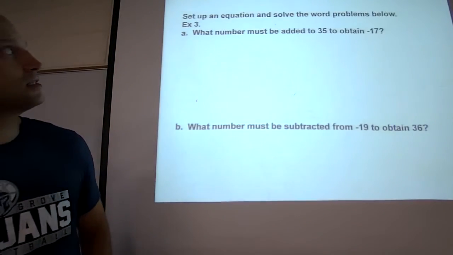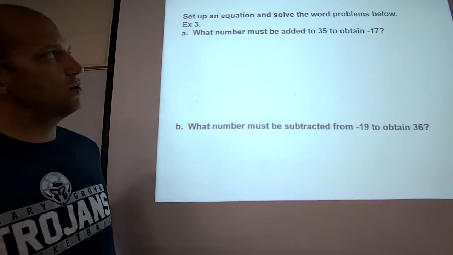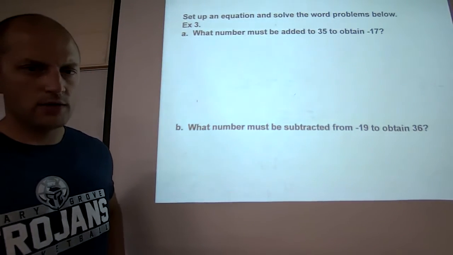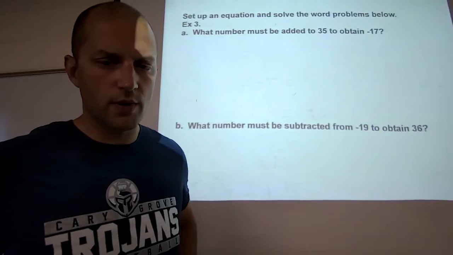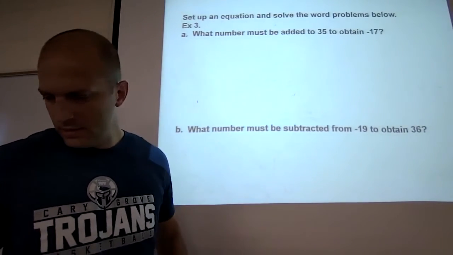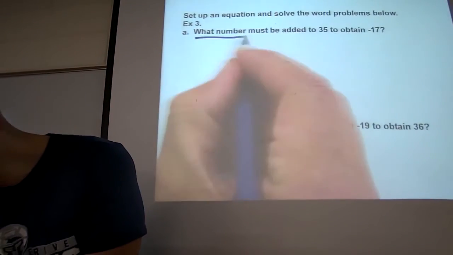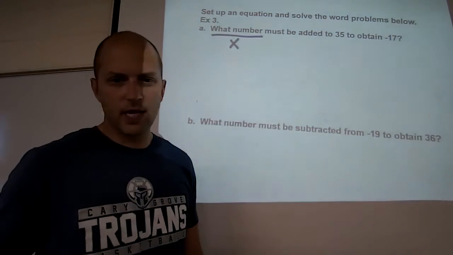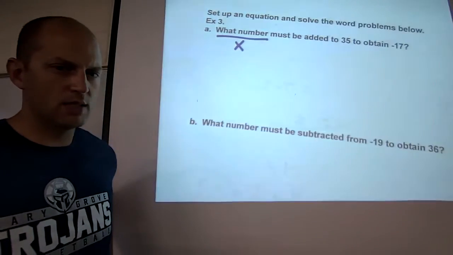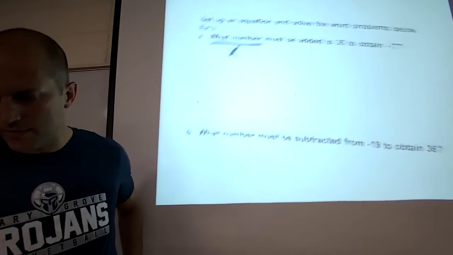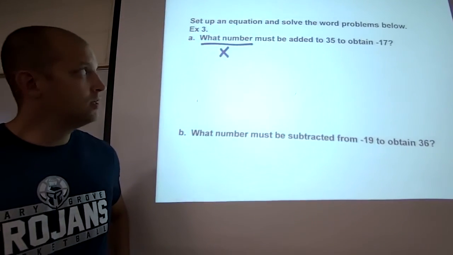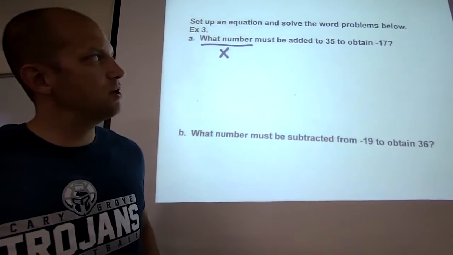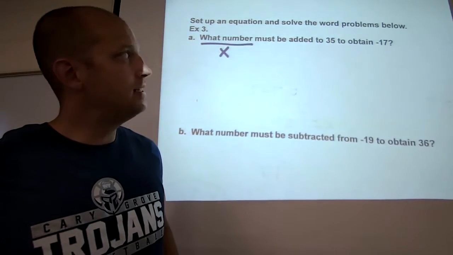All right, this one says set up an equation and solve the word problems below. All right, so this is like when we start thinking about algebra here. Okay? When it says what number, I'm like a pirate and I'm always thinking X. X marks the spot. So when I see what number, I'm thinking that. Okay? So here it says, what number must be added to 35 to obtain negative 17?